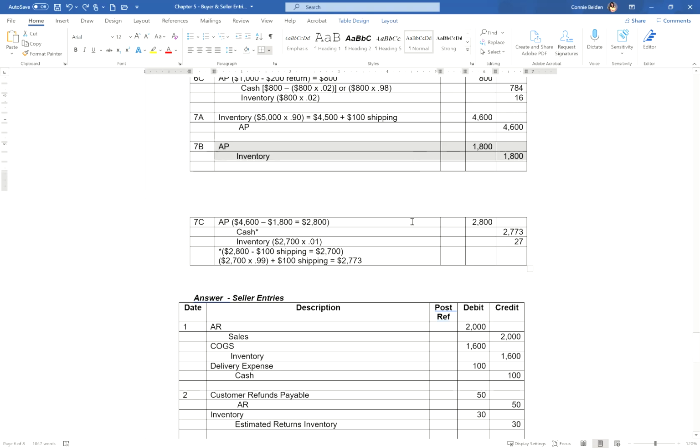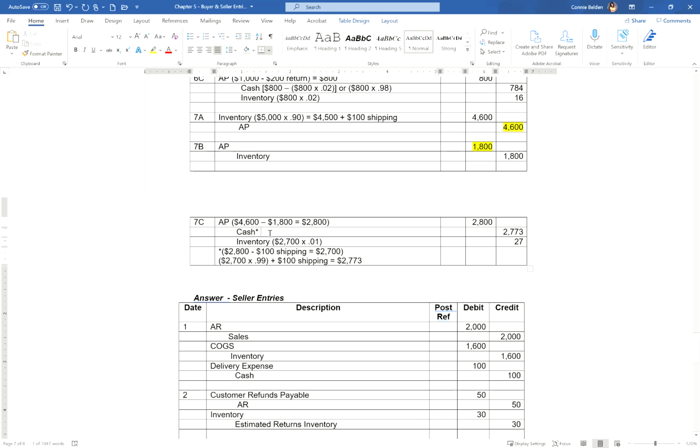Okay, now let's assume that we pay it off within the 10-day discount period, and for this one you get an extra 1%. Now remember, you don't get a 1% discount on the shipping. Let's do what we did before. Let's take a look at what went to accounts payable. So 4,600 was credited to accounts payable, and then 1,800 was debited to accounts payable for the return. So I'm going to debit accounts payable for 4,600 minus 1,800, or $2,800. Shipping is part of the accounts payable.